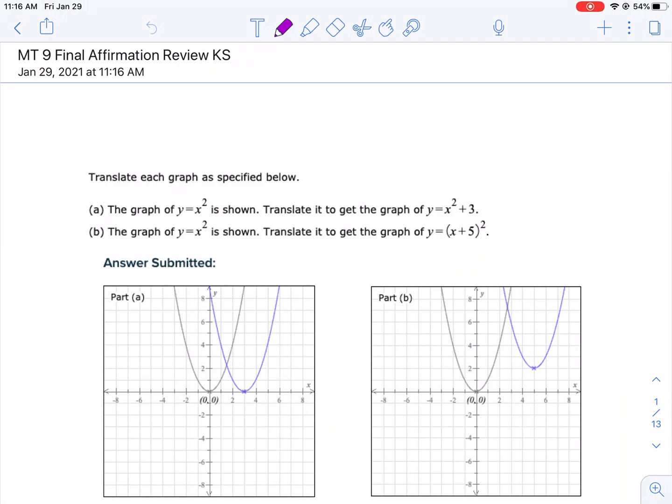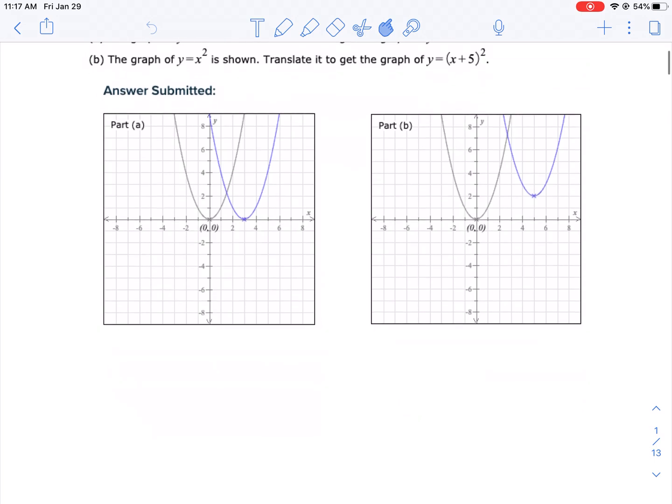Hi, let's take a look at your MT9 final affirmation. If you have a parabola in the vertex form, it's y equals a times x minus h, quantity squared, plus k.